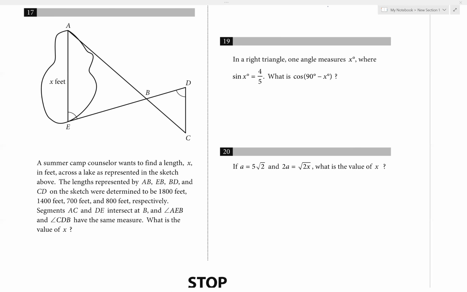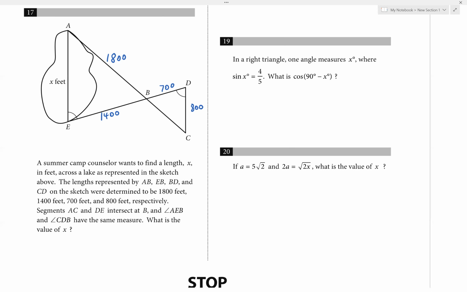All right, so let's go ahead and label this. AB is 1,800, so from A to B, 1,800. EB is 1,400, right there. And then BD is 700, and then CD is 800, like that. Okay, so we're trying to solve for x.